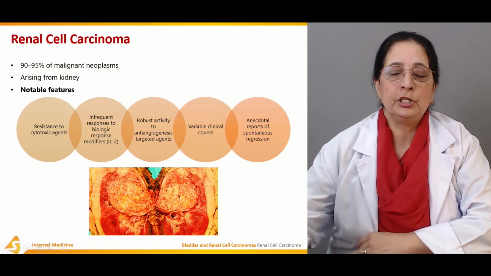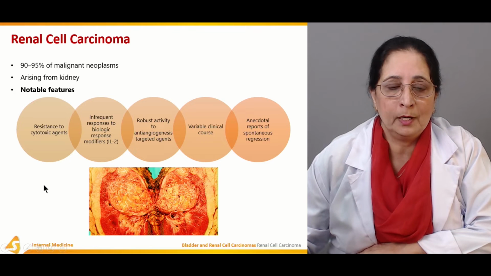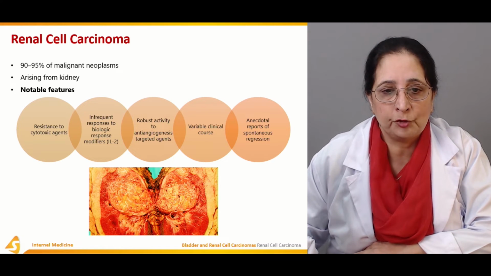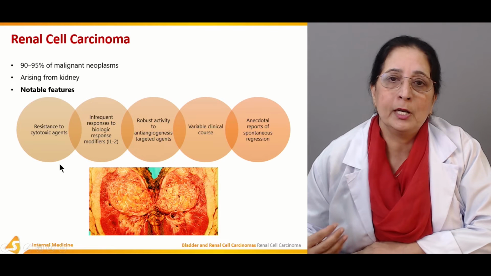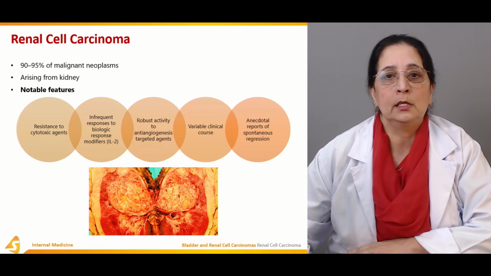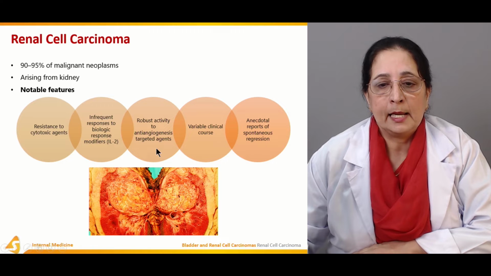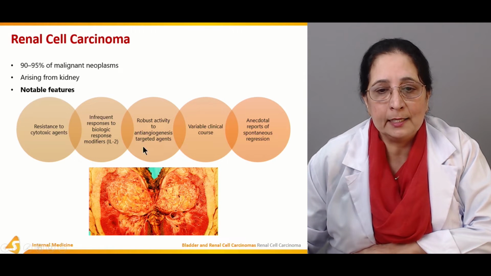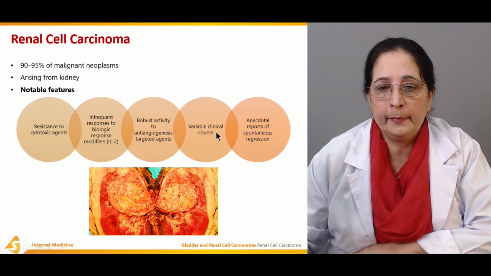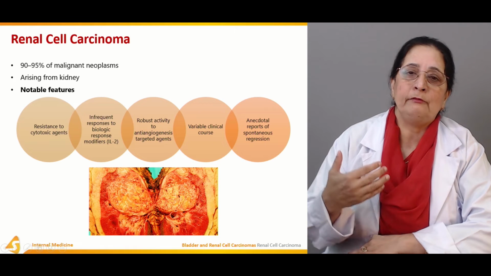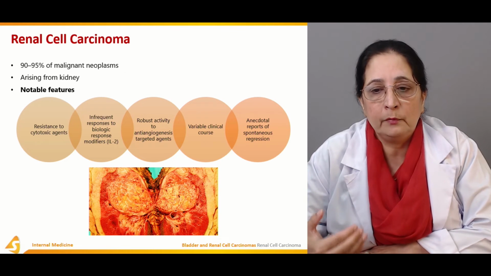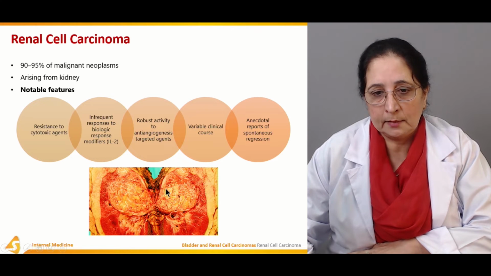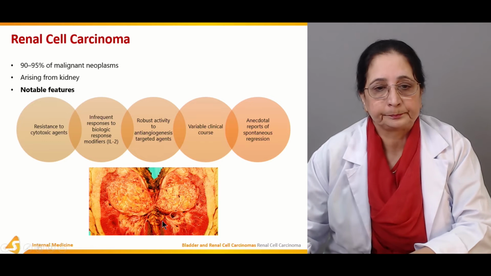So the features of renal cell carcinoma are that it is resistant to different cytotoxic agents or drugs. It has an infrequent response to different biological modifiers. It has robust activity to anti-angiogenesis targeted agents, and a variable clinical course. All these are the features associated with renal cell carcinoma. Here you can see the kidneys with the renal cell carcinoma.